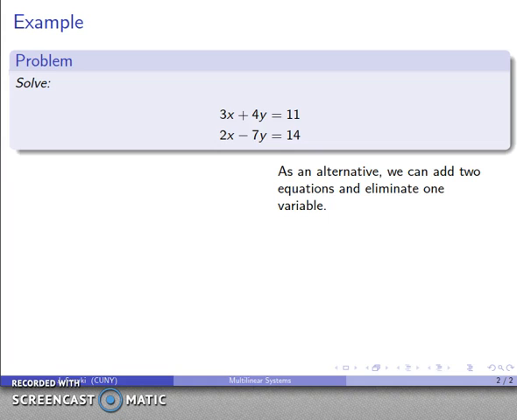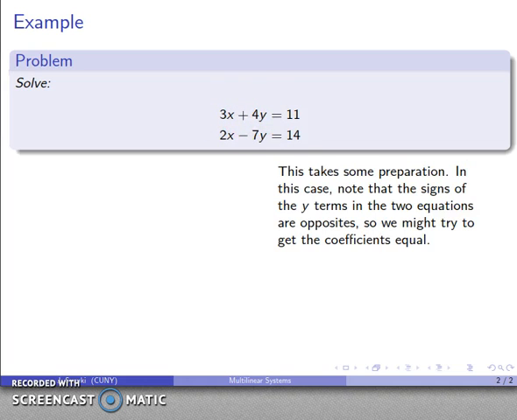But as an alternative, we have a different way of solving this system of equations. What we can do is add the two equations. 3x plus 4y is the same as 11, 2x minus 7y is the same as 14. If I add 14, it's the same as adding 2x minus 7y. And I can add equations together, and I can eliminate one of the variables that way. Well, in this particular case, adding 14 is the same as adding 2x minus 7y. That's not going to eliminate one of the variables, so I do have to do a little bit of preparation.